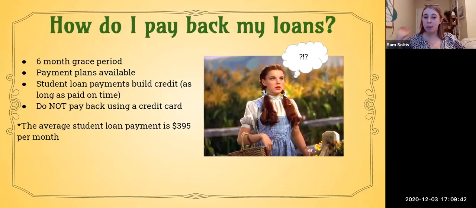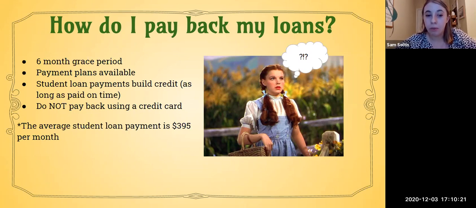So big question, how do you pay back your loans? After you graduate, you will have a 6-month grace period. This means that after your graduation, you have 6 months until you have to start paying back your loans. And this is great that you have that extra period, but it's still 6 months, even if you do not find a job 6 months after you graduate. So just keep that in mind. Also, there are payment plans available, so you don't have to pay all of your student loans 6 months after you graduate. They'll break it up for you. And as of now, the average student loan payment is $395 per month.